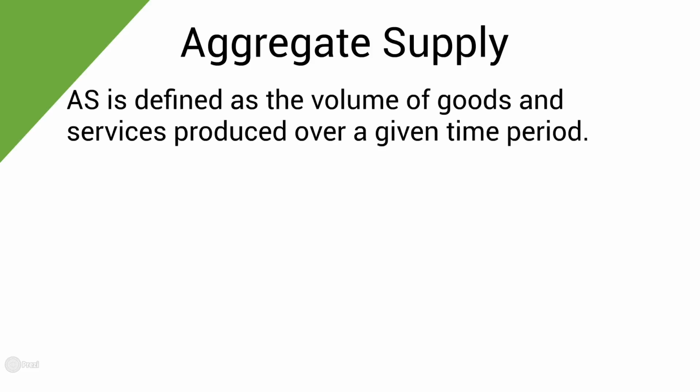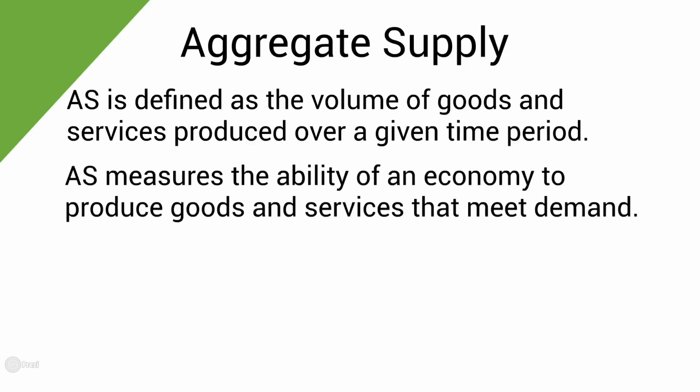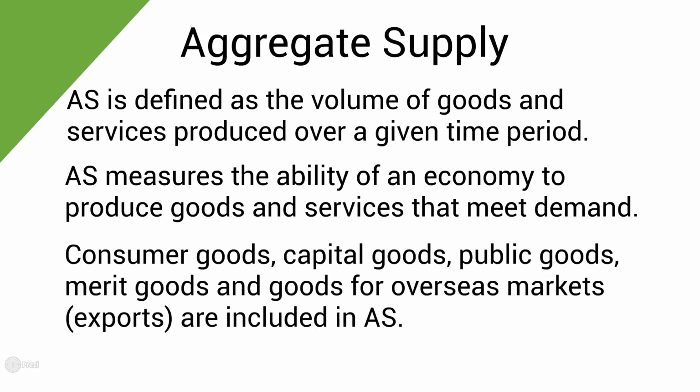But what is aggregate supply? Aggregate supply is defined as the volume of goods and services produced over a given time period. Aggregate supply measures the ability of an economy to produce goods and services that meet demand. Consumer goods, capital goods, public goods, merit goods, and goods for overseas markets, exports, are included in aggregate supply.